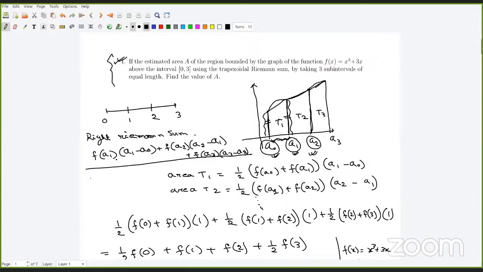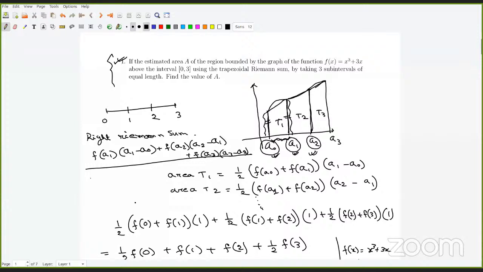But anyway, most of the time, which Riemann sum you have to use will be given. When you are asked to approximate something, most of the time it is given, and you know that the trapezoidal Riemann sum gives a better approximation. That also you have to keep in mind. So if you want to find a better approximation for some real life problem, then the trapezoidal is the best way to do it, because it will give a better approximation than right or left.